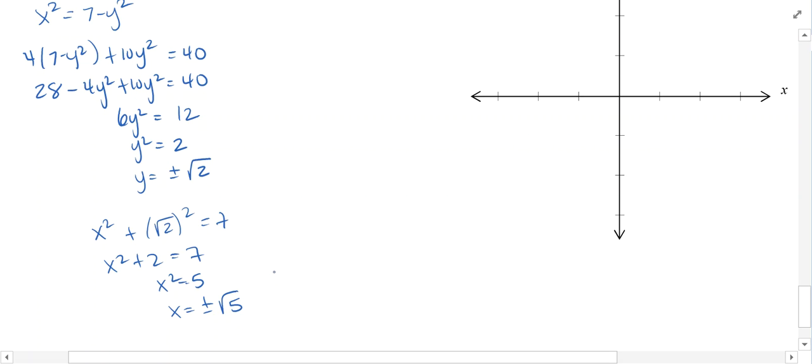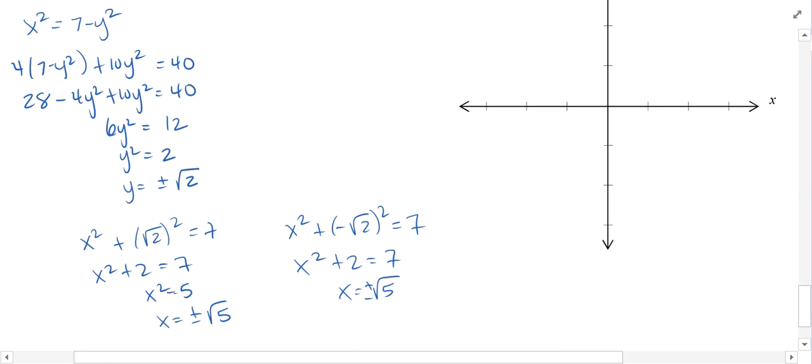And then I'm going to get the same thing if I do x squared plus negative square root of 2 squared equals 7. X will also equal plus or minus square root of 5. So I'm actually getting 4 solutions. Okay, so you just got to keep track. I have 2 different y's, but they're each producing 2 x's.